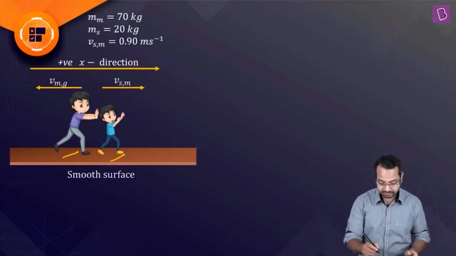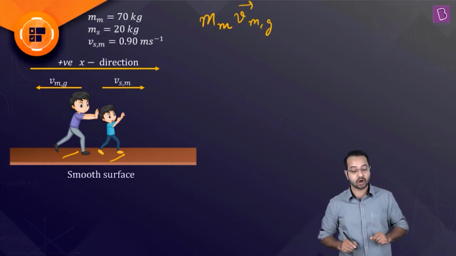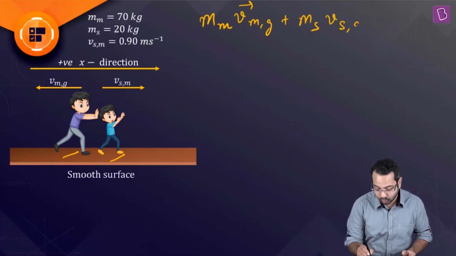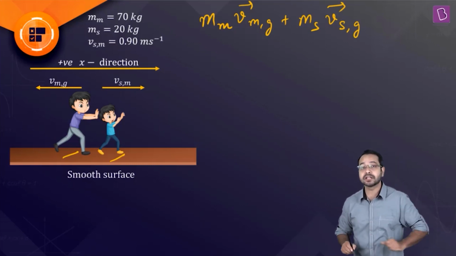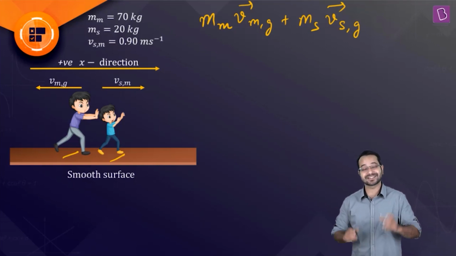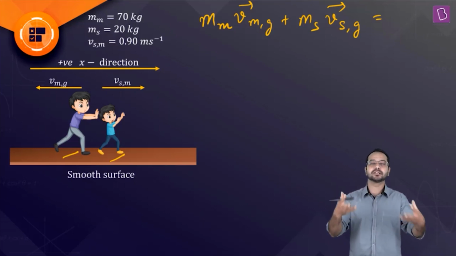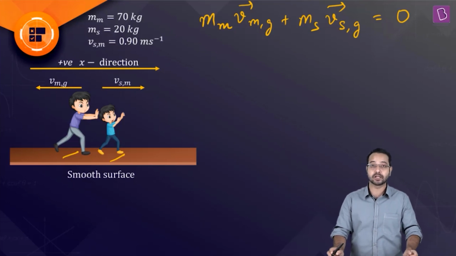Which means that the mass of the man multiplied by the velocity of man with respect to ground, that is the momentum of the man, plus mass of son into velocity of the son with respect to ground. Correct? We have to conserve it about the ground. So this is the linear momentum of the son and man as a system. And what's the initial linear momentum? 0, because they were at rest. So this has to be equal to 0, and that is what I need to use.